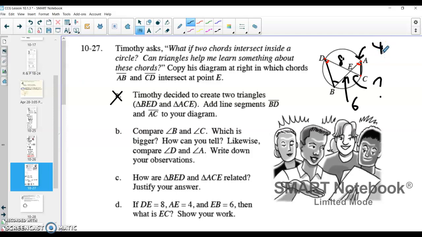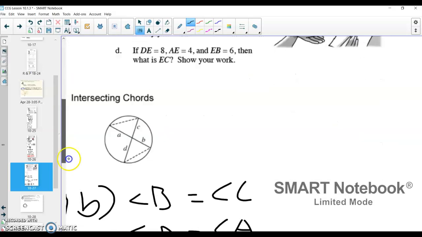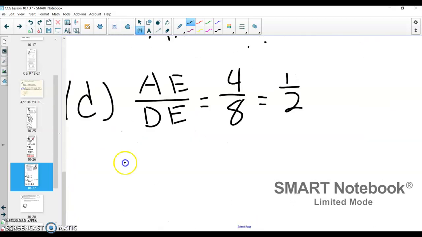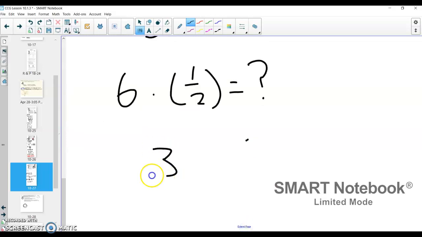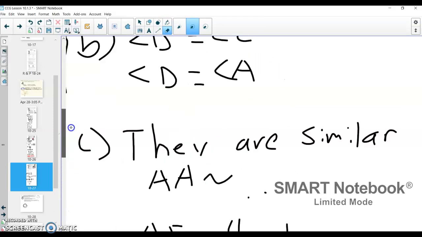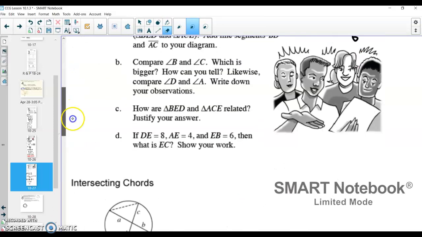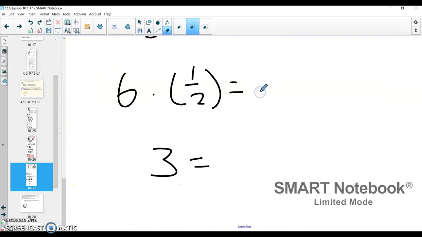So 6 times 1/2 is going to give us our missing part. And so 6 times 1/2 gives us our missing side. I could call that question mark EC. 6 times 1/2 is 3. So 3 equals the question mark, or I do want to change that question mark to calling it EC. I believe EC, right? Yes. Equals EC.